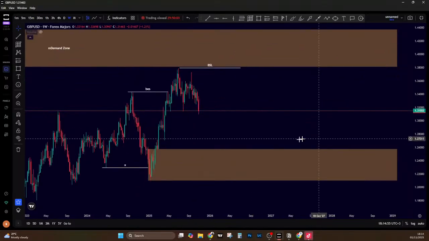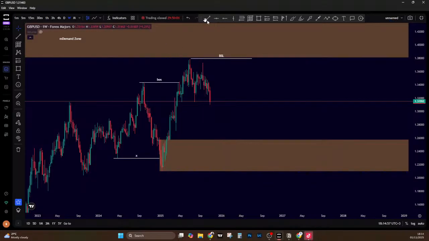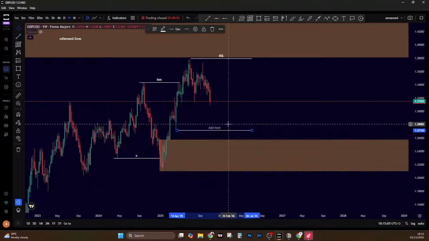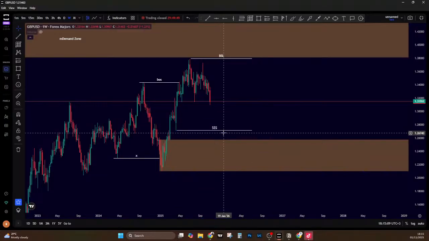So there are other things we need to check, that this low here is liquidity. So that means there is every reason for the market to come down. There is every reason for this market to come down.